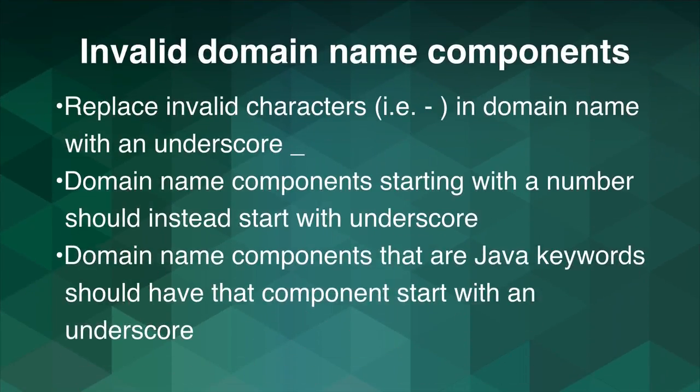Now, some of the invalid domain name components. Firstly, if your domain name has got a dash in it, which is fairly common for domain names, you need to change that when using a package to an underscore. Now, the domain name components starting with a number should instead start with an underscore. And also importantly, domain name components that are Java keywords should have that component starting with an underscore as well.